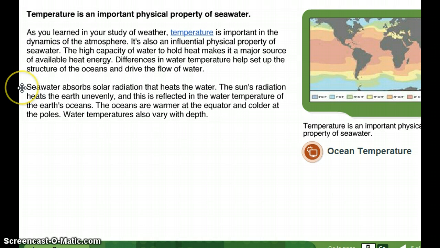Seawater absorbs solar radiation that heats the water. The sun's radiation heats the Earth unevenly, and this is reflected in the water temperature of the Earth's oceans. The oceans are warmer at the equator and colder at the poles. Water temperatures also vary with depth.